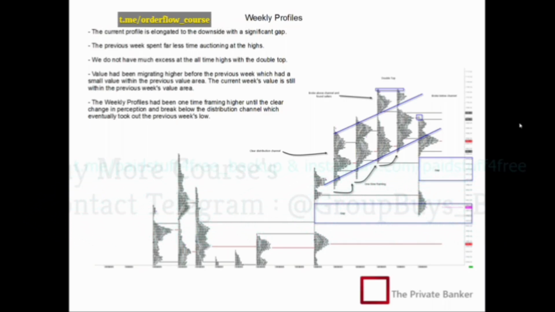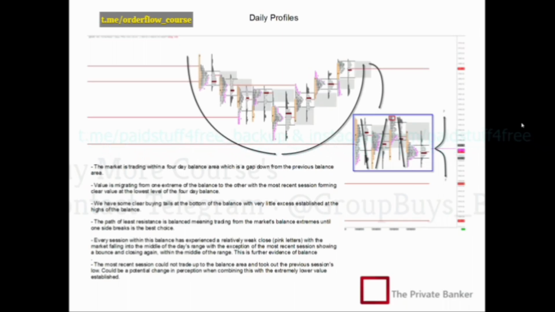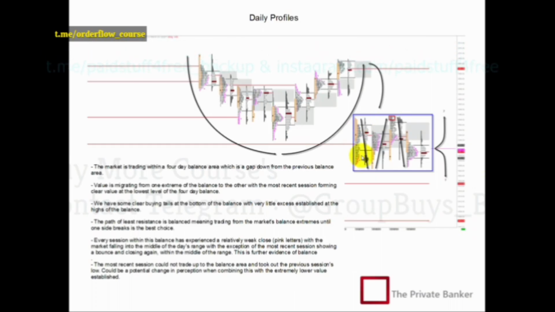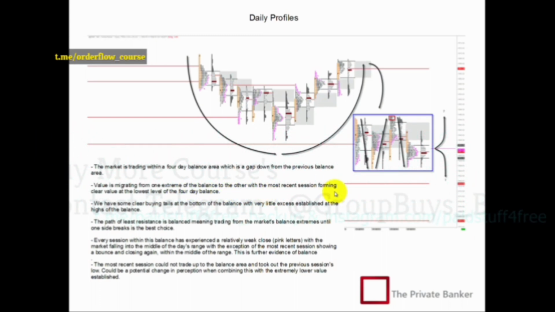Okay, so now let's dig even deeper here and zoom in more with the daily profiles. Again, the same process. So the market's trading within a 4-day balance area, which is a gap down from the previous balance area. So this is our current balance right here, and this is our previous balance. Value is migrating from one extreme of the balance to the other, with the most recent session forming a clear value at the lowest level of the 4-day balance. So that would be this profile here.